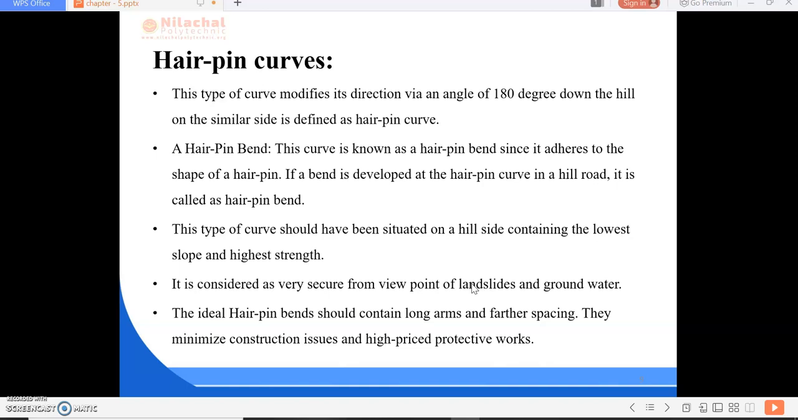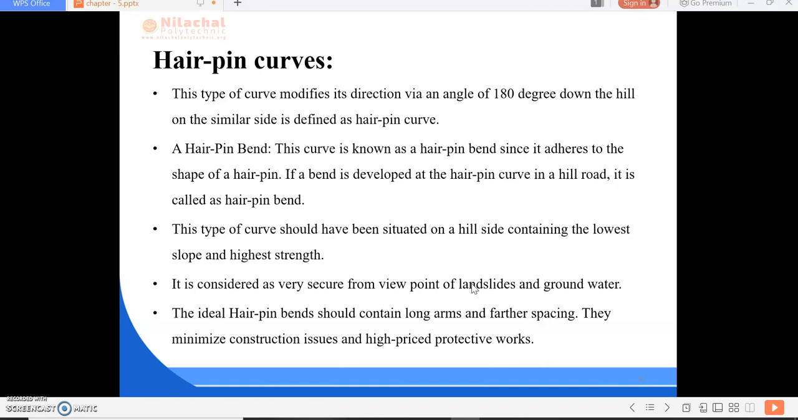Hairpin bend is located on the hillside, having minimum size and minimum stability. This type of curve, which modifies its direction via an angle of 180 degrees down the hill on the similar side, is defined as hairpin curve.